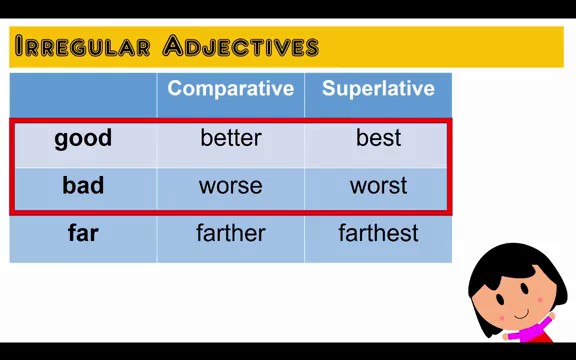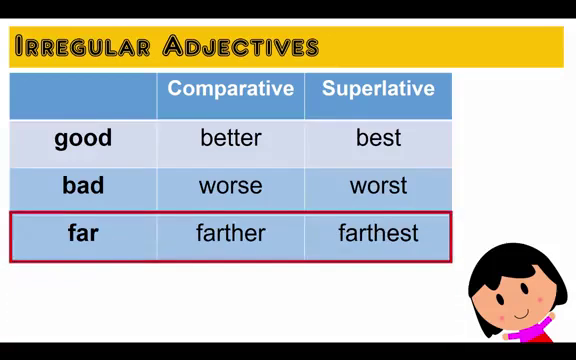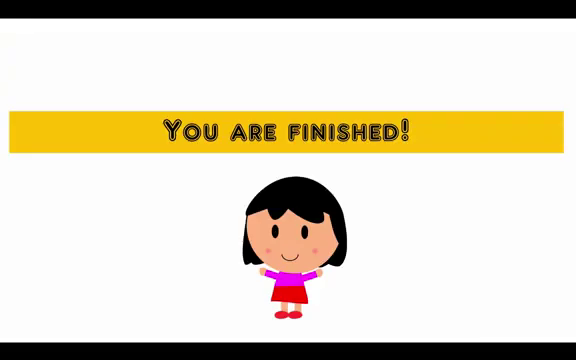This is why you heard me say that B is better than A when I compared two universities, but B is also still the best when I compared three universities. One more example is far. The comparative becomes farther, and the superlative becomes farthest. I hope this review was helpful in reminding you of the differences between comparative and superlative adjectives.